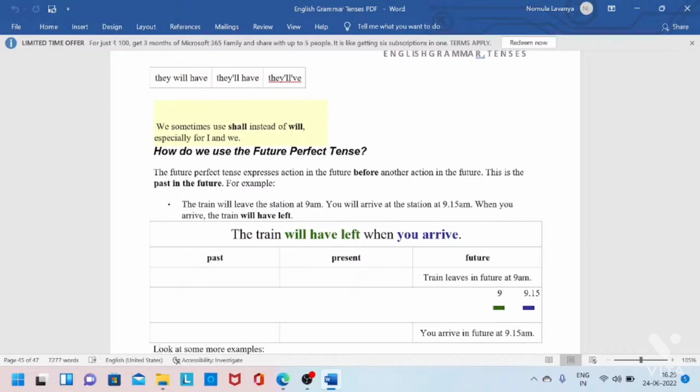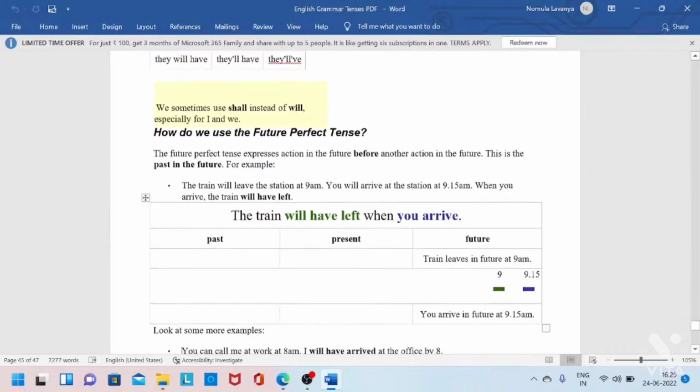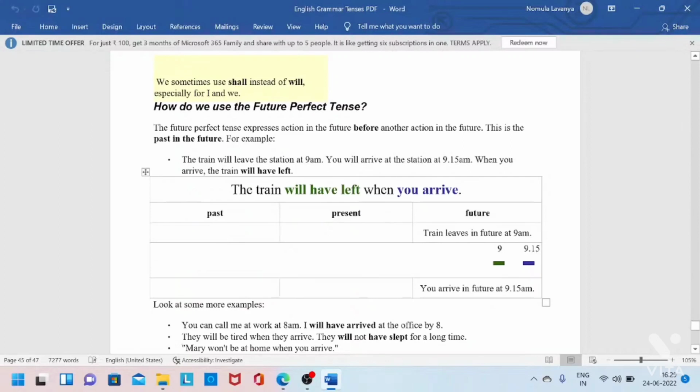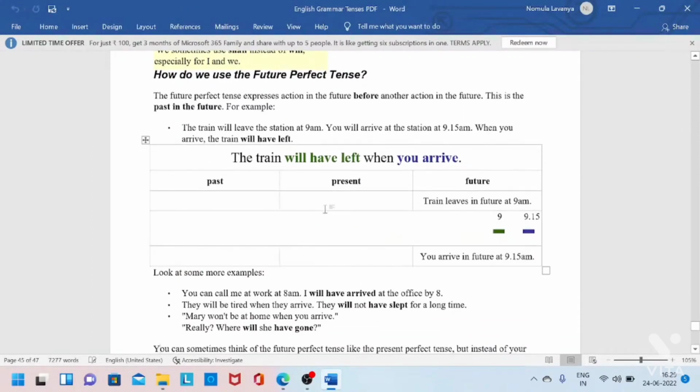The train leaves in the future at 9 a.m. This is talking about the future. You arrive in the future at 9:15 a.m. By the time you come, the train must have left. For some more examples: you can call me at work at 8 a.m. I will have arrived at the office by 8. They will be tired when they arrive. They will not have slept for a long time.